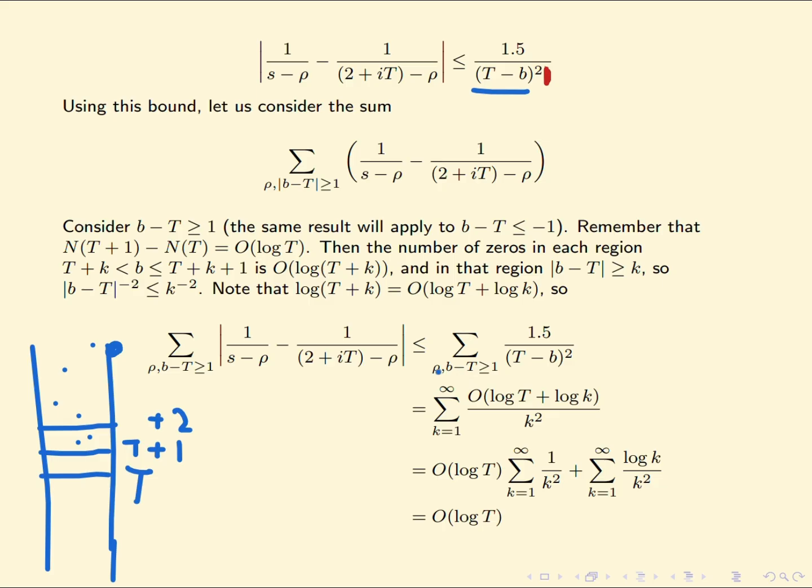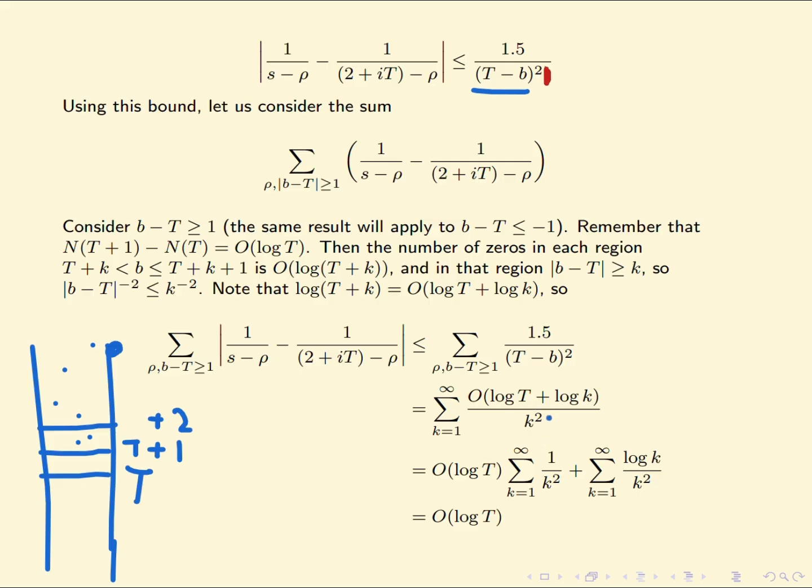So instead of summing over rho, I'm going to sum from k equals 1 to infinity, and then count the number of zeros in each region, where the zero is between t plus k and t plus k plus 1. And the number of such zeros is this thing, which we said is O of log t plus log k. So on the numerator, I have O of log of t plus log of k, then over k squared.